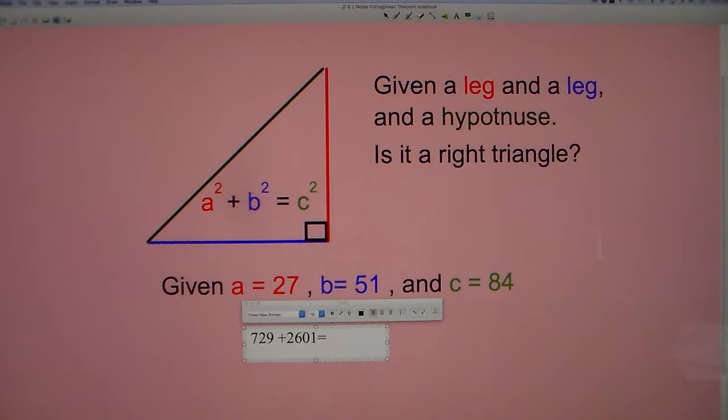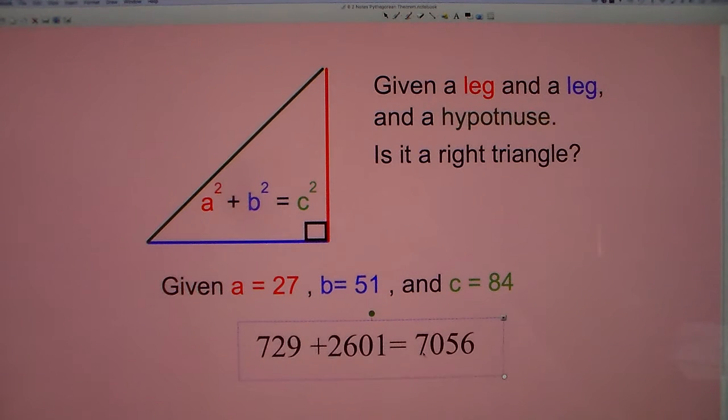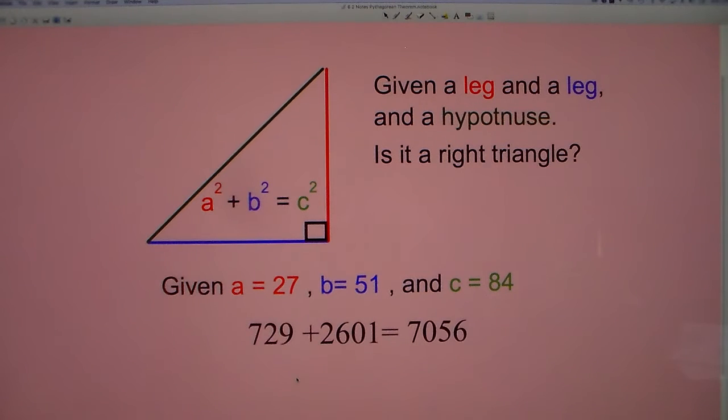And we've got to see, does that equal 84 squared, which is 7,056? Well, we add up 729 plus 2,601. That's equal to 3,330. And that clearly does not equal 7,056. Since they don't equal each other, that means this is not a right triangle.